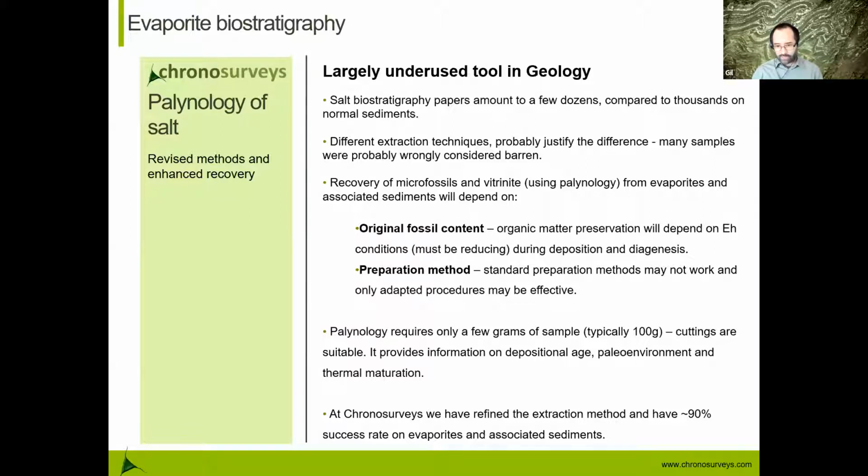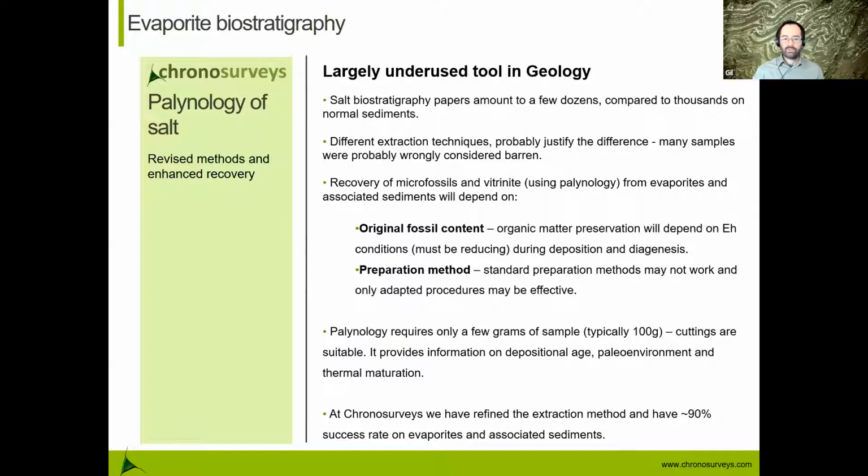So actually extracting some fossils from evaporites will of course depend on the regional fossil content. In the case of palynology, we're interested in the organic matter. So this organic matter preservation will depend on the Eh conditions of the salt lake, and not just the lake, but during diagenesis and all the geological history. You need to keep reducing conditions. If you have oxidizing conditions, all the organic matter will be gone or be damaged to a point where you cannot really recognize any fossils.